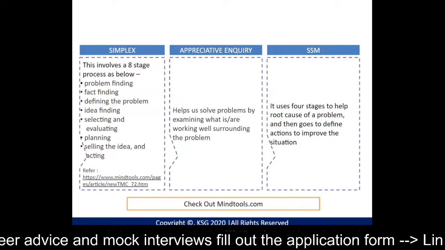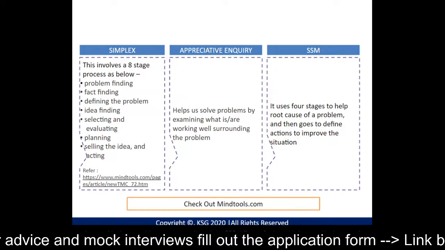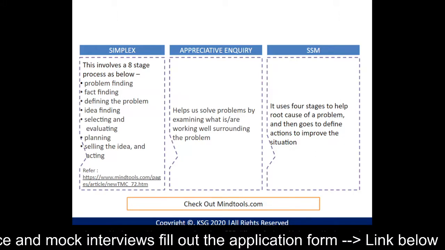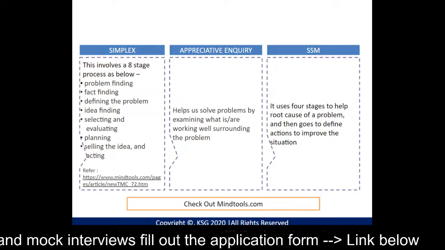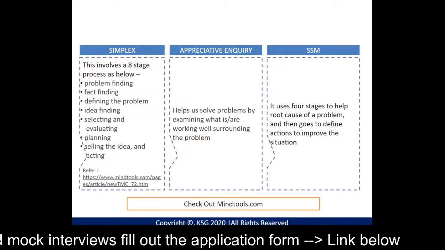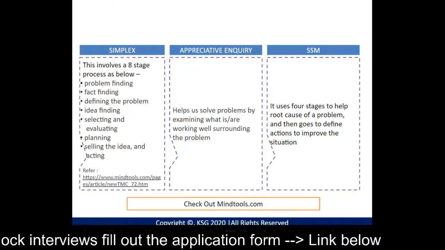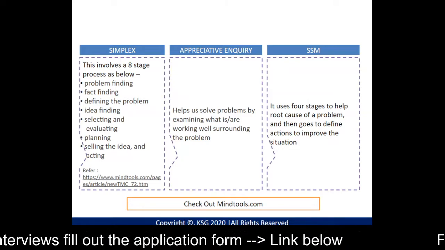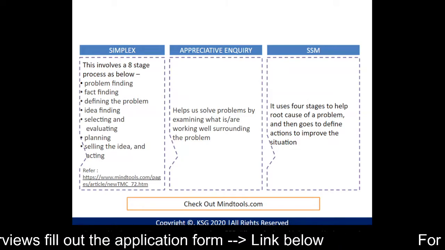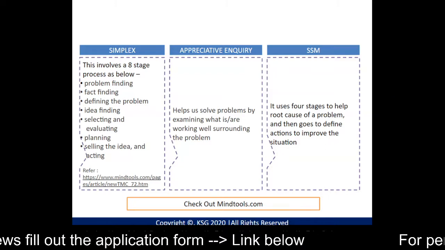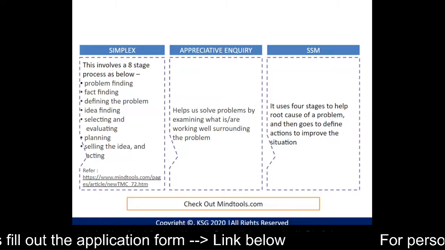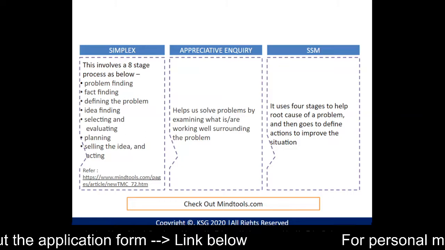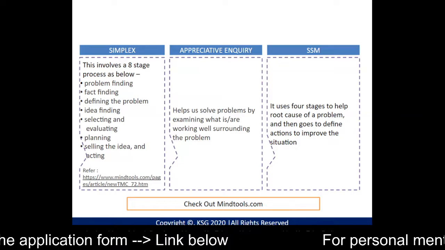Similarly, appreciative inquiry tries to help solve challenges or problems by examining what is working well, what's not working well, right? So appreciative inquiry doesn't look at what's not working well, rather focuses on what's working well around the problem. And this kind of gives more in-depth inquiry into the exact challenge that you are trying to solve. Similarly, SSM is also a four-stage procedure that helps to find out the root cause of a challenge. And then it goes on to define actions that could improve the situation.